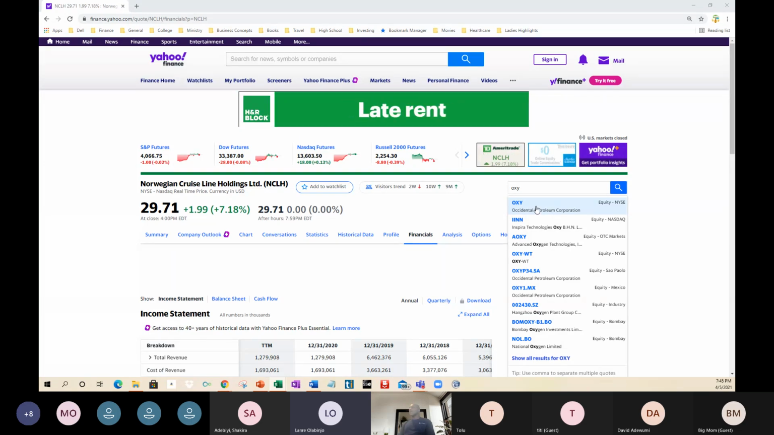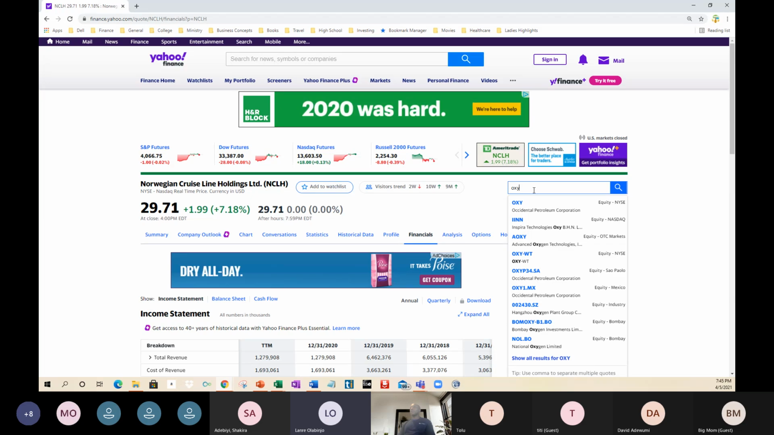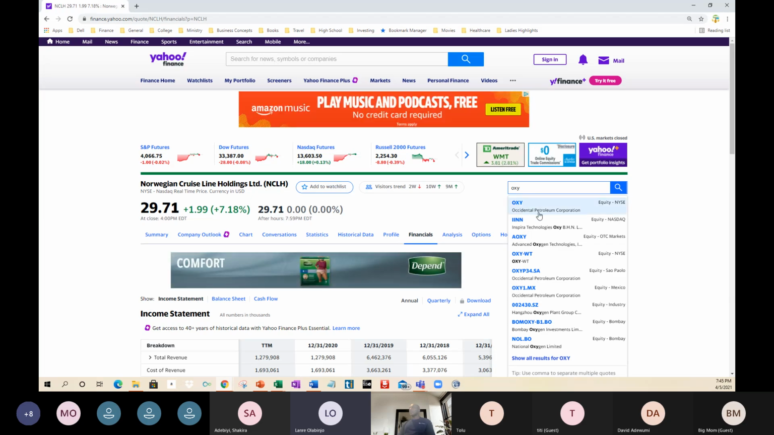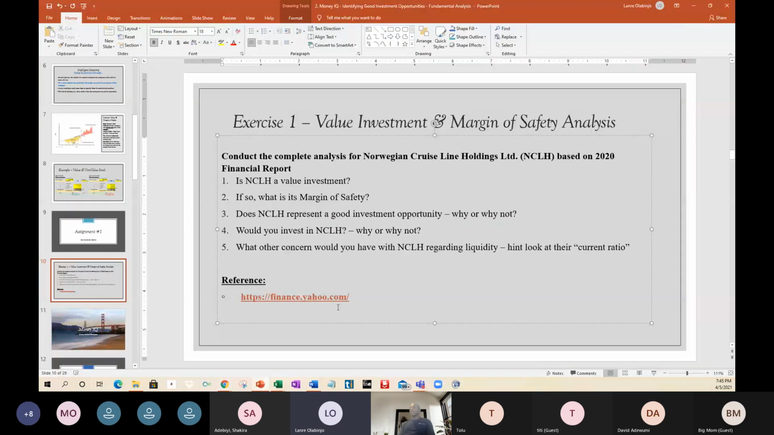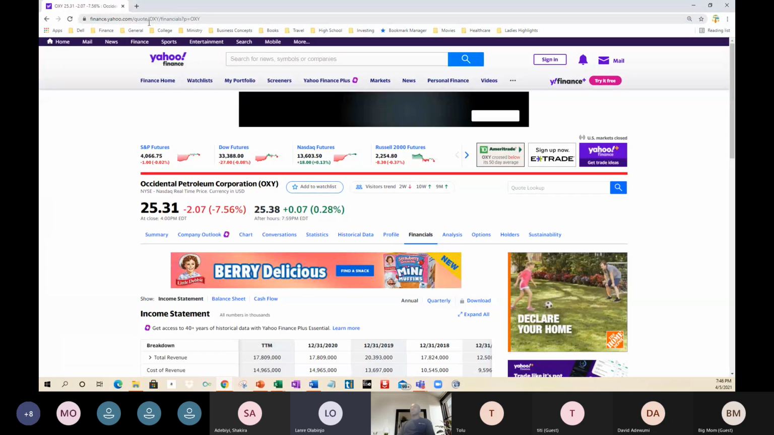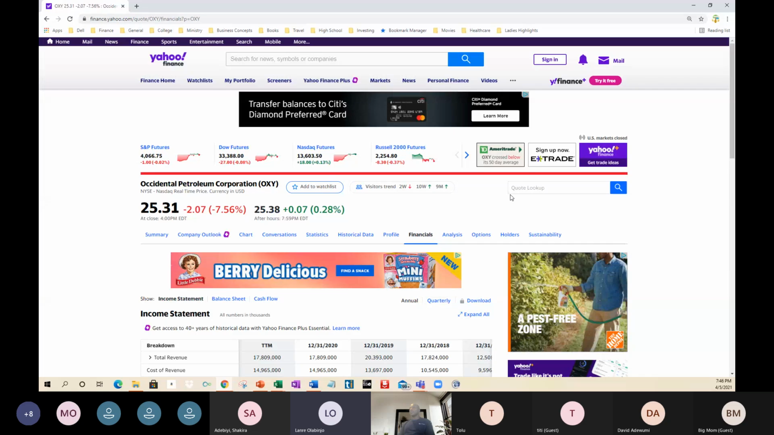Okay. All right. So I typed Oxy in the symbol lookup, and it brought out Occidental Petroleum. So I'm going to click on it. When I send this link to you, for those that have not been in the class previously, you may not know the URL, the website address for Yahoo Finance. It's going to be in this PowerPoint, okay? So you can just click on it to go in there. But it's also at the top here, finance.yahoo.com. If you type that into your web browser, it will bring Yahoo Finance up to you.